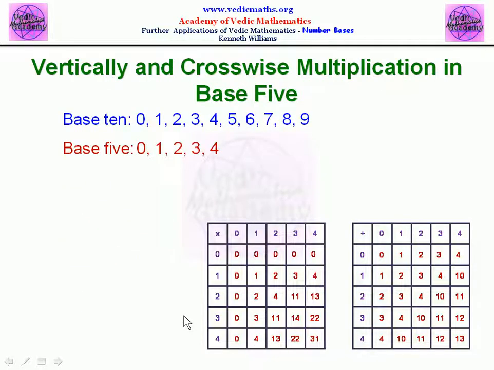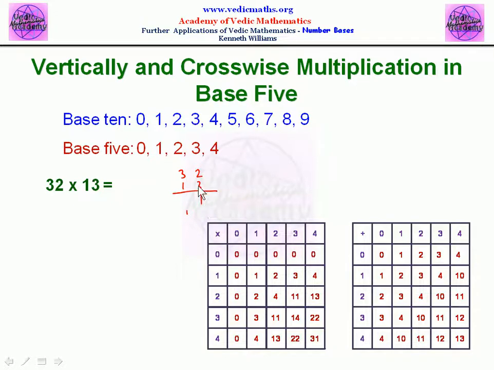We're still going to be working in base 5, but we're looking at vertical and crosswise multiplication. And we'll be looking at multiplying two two-figure numbers together. So suppose we want 32 times 13. I'll just write them out. I'll do these right to left. We begin by multiplying 2 by 3, and 2 times 3 is 11. Put down 1, carry 1.